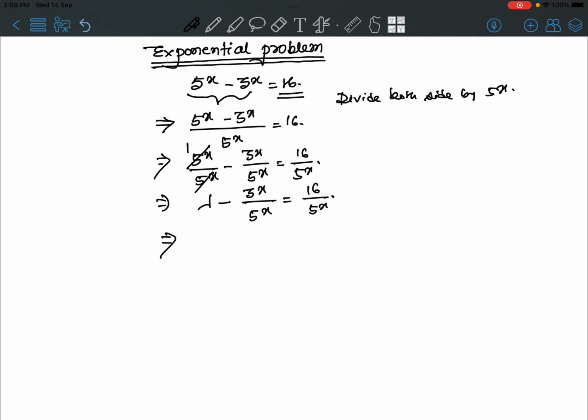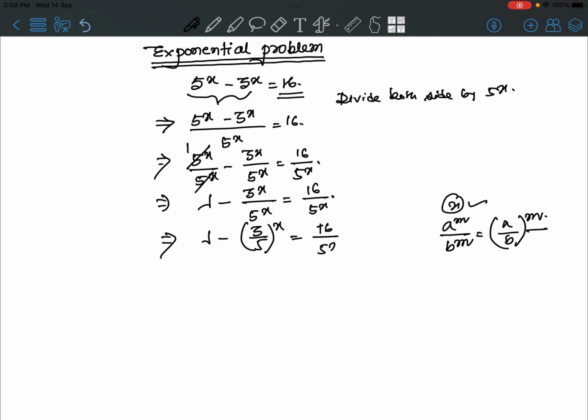Now we can write 3 to the power x divided by 5 to the power x as 3 by 5 whole to the power x, because the exponents are equal. Exponents means the power x is equal. By using the law of indices, a to the power m divided by b to the power m can be written as a by b whole to the power m. So in this case I am using this formula. So that equals 3 by 5 whole to the power x equals 16 divided by 5 to the power x.